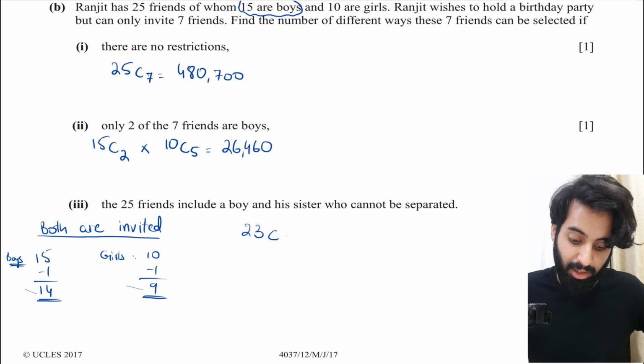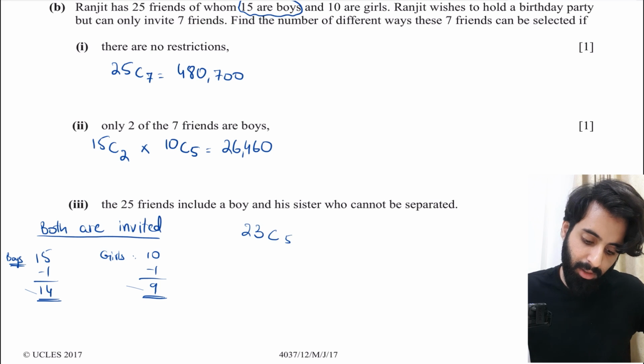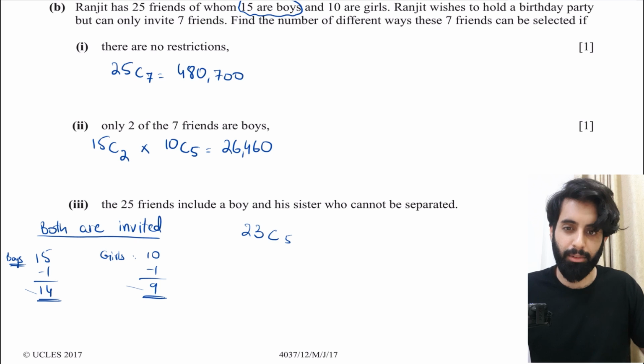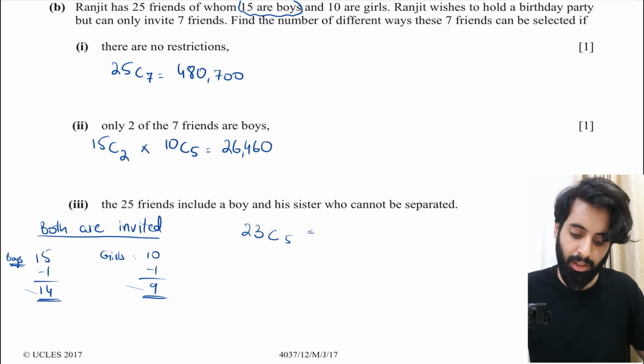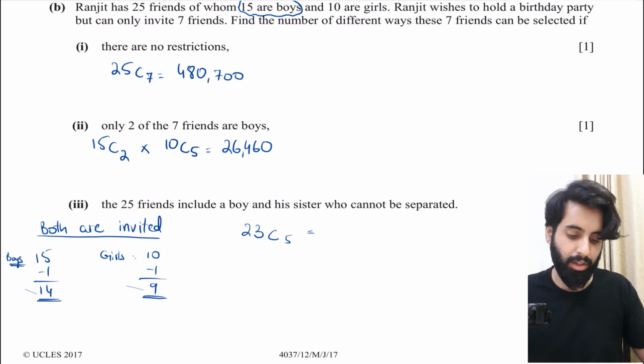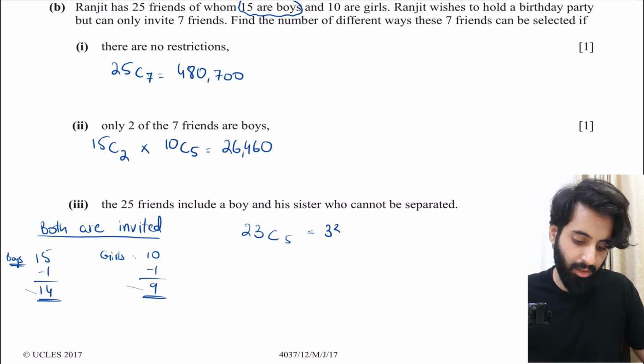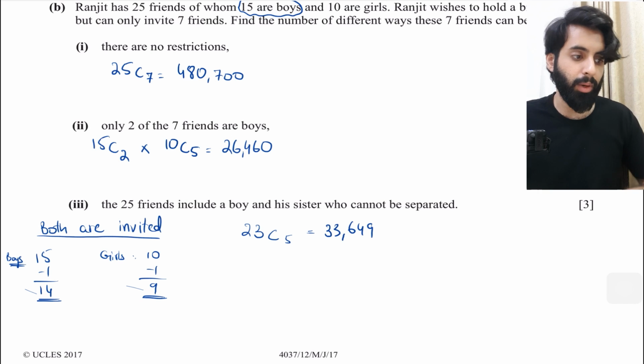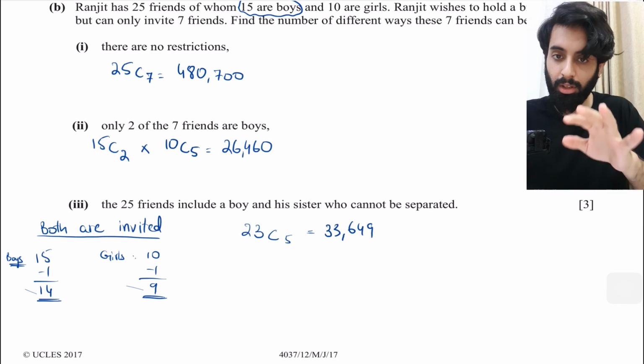And how many is he going to invite? He's just going to choose 5 of them, because 2, like I said, are already taken into consideration. So 23C5 is equal to 33,649. Now this is when both of them are invited, so they're in the pool for sure.